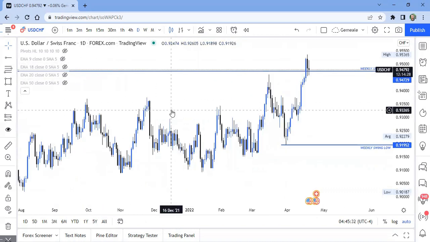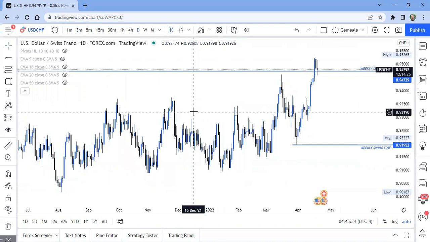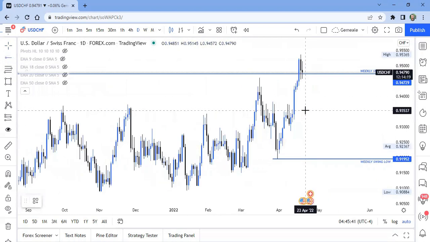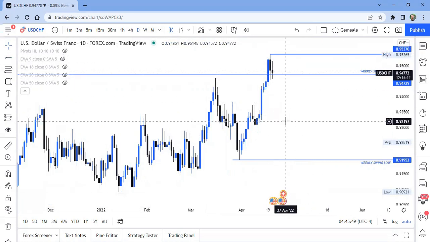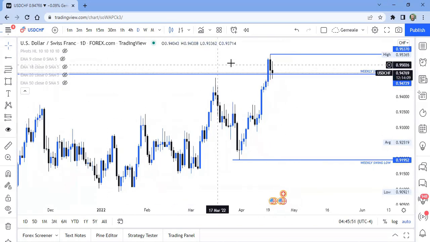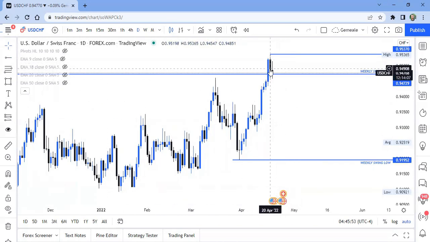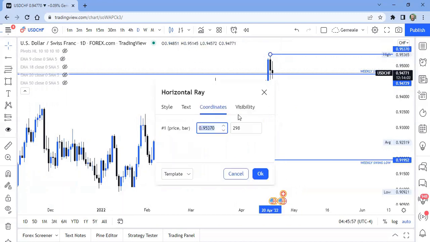Okay, let's remove that there. Okay, so we're currently at a very sensitive area, a previous weekly swing high. So let's just mark out our daily levels, okay? So I can see yesterday we made a high there and we rejected it. So that'll be my most obvious level to mark out. And this level will come in at 95,365.